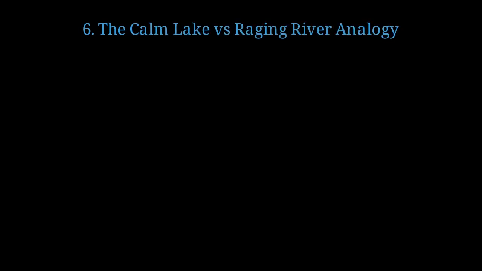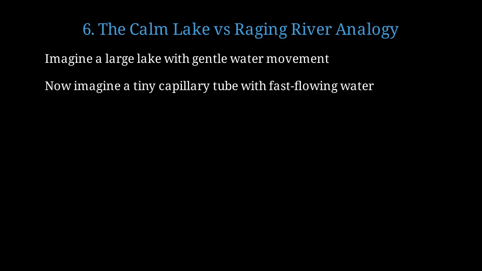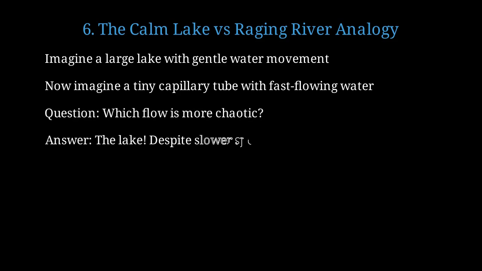Here's a powerful analogy to understand this paradox intuitively. Imagine a large lake where water moves gently across its surface, creating rolling waves and turbulent eddies. Now imagine a tiny, hair-thin capillary tube where water rushes through at high speed. Here's the question: which flow is more chaotic and turbulent? The answer is the lake, despite its much slower speed. The capillary flow remains smooth and laminar.